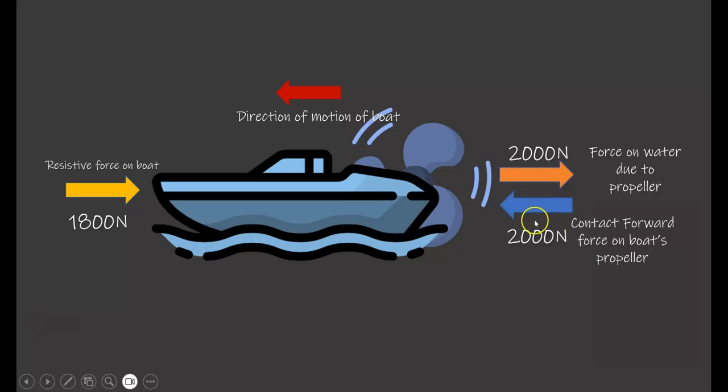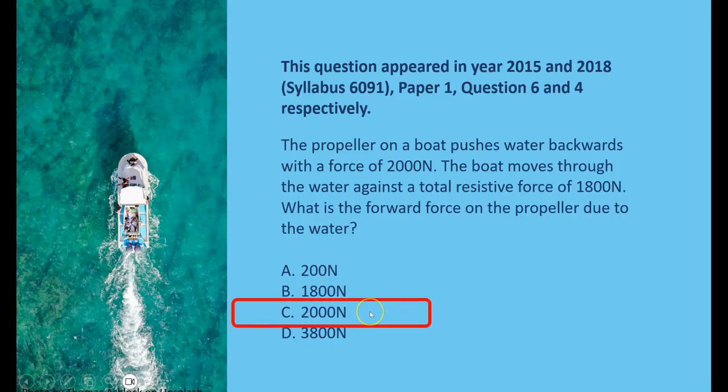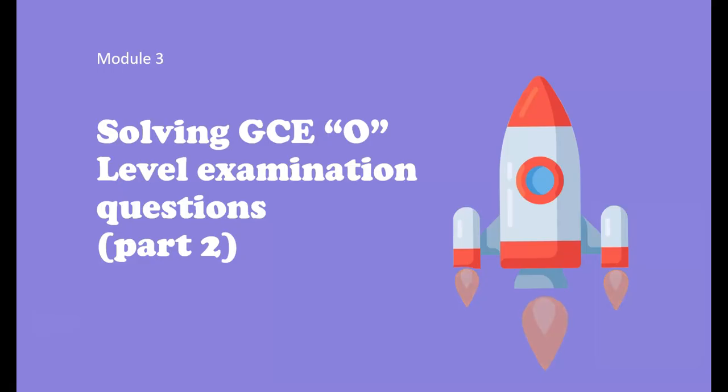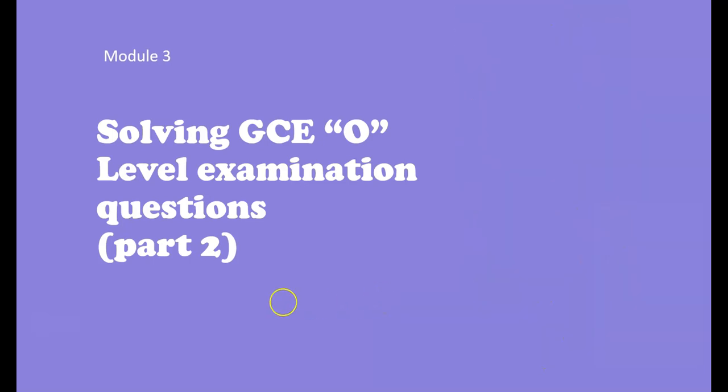water backwards. Many students mistook the question to be asking for the resultant force because they see that a resistive force of 1800 Newton was given. So the answer should be C and not A. Therefore, be sure to read the examination questions carefully. With what you have learned in this lesson, you should be able to solve any exam questions relating to unbalanced forces and Newton's second law of motion.